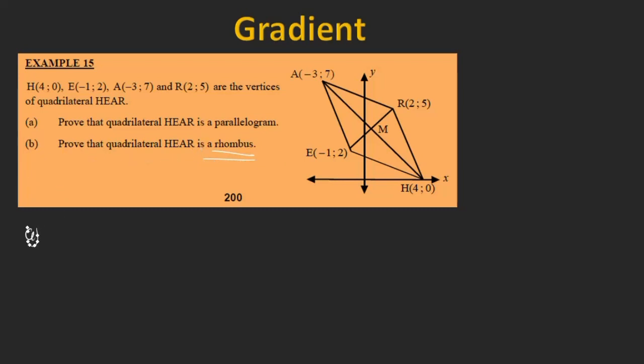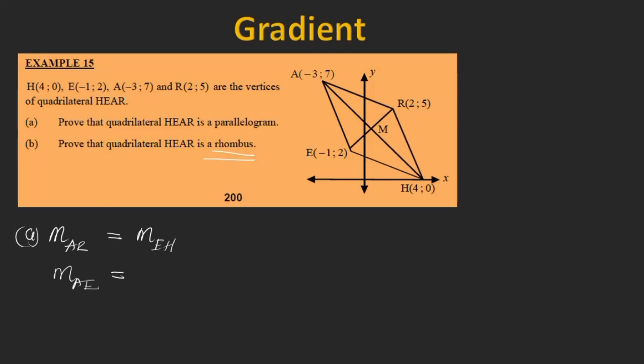So for the first part, question A, how do you prove that something is a parallelogram? We know one property of a parallelogram: opposite sides are parallel. Two pairs of opposite sides are parallel. So if I can find the gradient of AR and prove that the gradient of AR is equal to the gradient of EH, then also find the gradient of AE and prove that it is equal to the gradient of, let me do this.